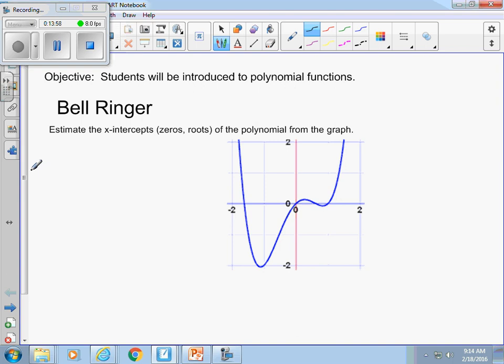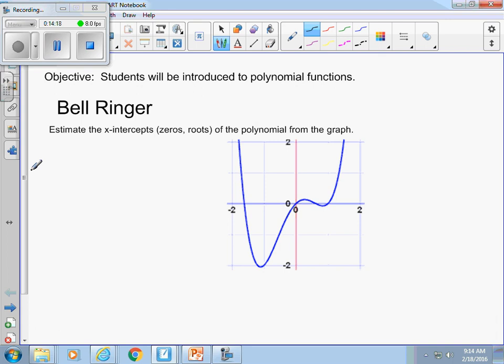Okay. We're going to be looking at polynomial functions. That is Unit 6. Polynomial functions is Unit 6, and that's our next unit. Polynomials aren't the hardest functions in the world to work with, especially when you have a calculator. So they are nice to work with.